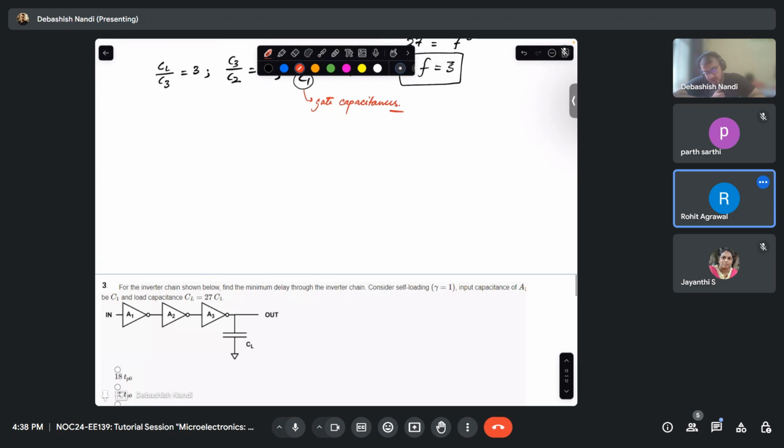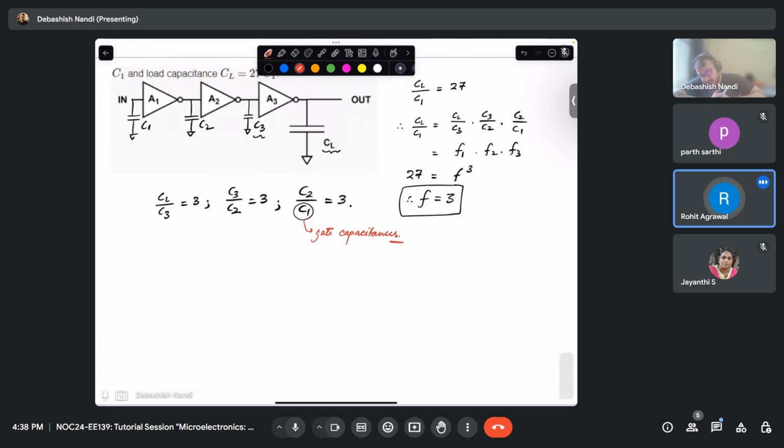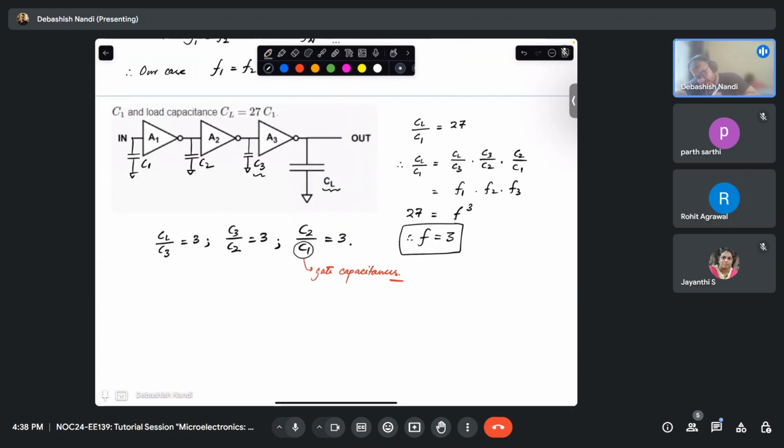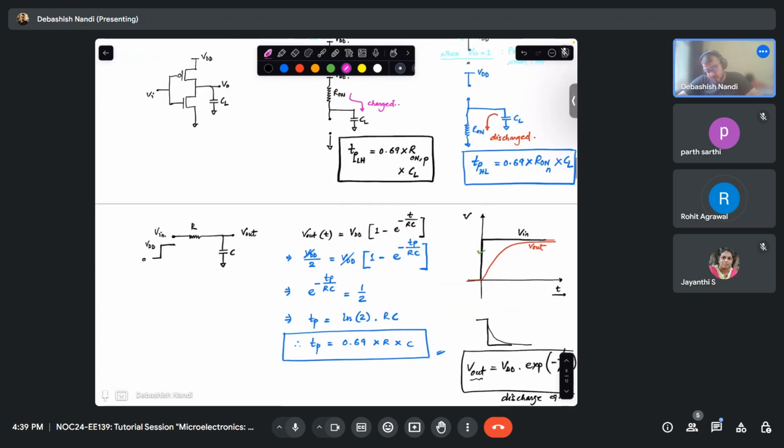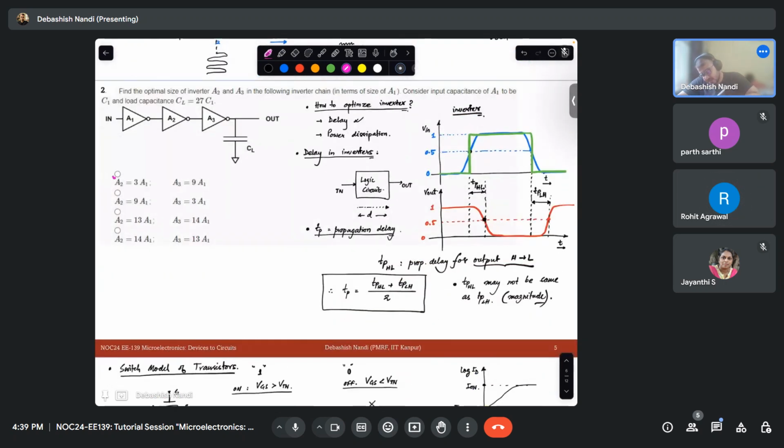So that means, if the size of this transistor is W by L, then C2 will be thrice of that. That means the size of this will be 3W by L, and this A3 size will be 3 times of that. This will be 9W by L, right? So your correct answer would be A2 is 3 times A1, A3 is 9 times A1.